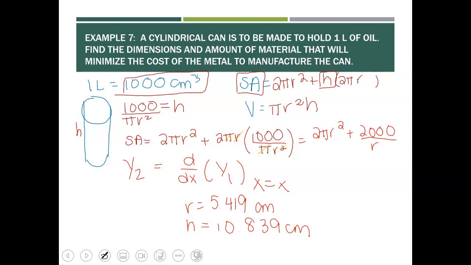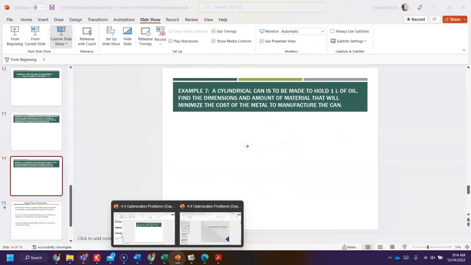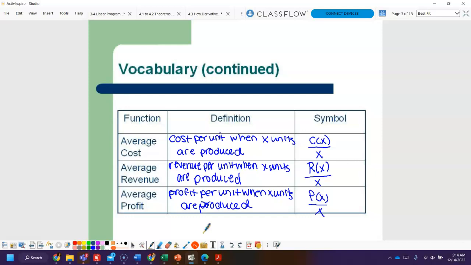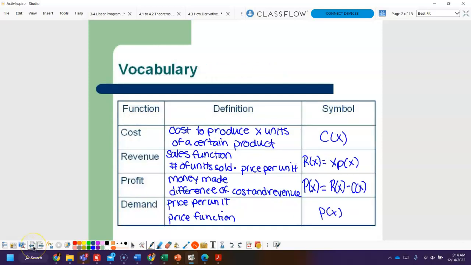So in calc, we have some vocab, and that vocab allows us to really understand calculus in terms of its use. We have cost, revenue, and profit. Cost, revenue, and profit are all everyday economic terms. Cost is C, revenue is the number of units sold at the price sold, so we call that x, P of x, and then your profit is your revenue minus your costs.